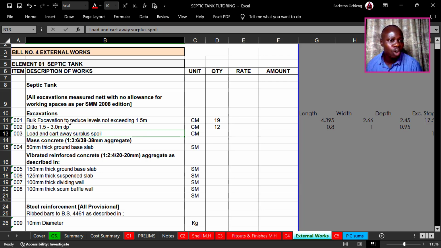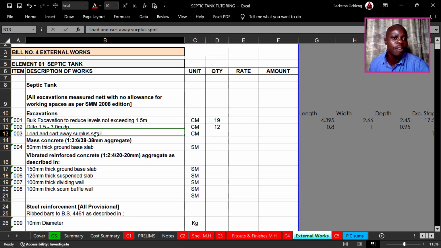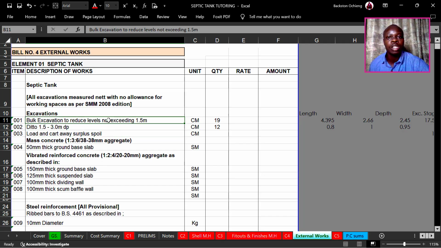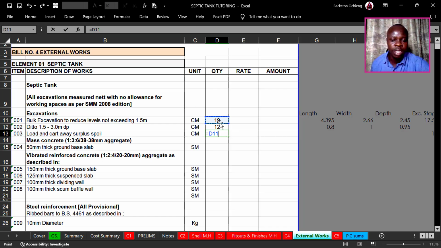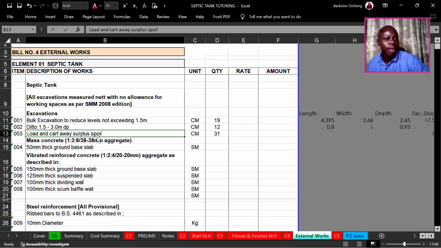Then the next item is load and cut away surplus spoil. So normally, depending on the type of soil which you're dealing with, if it's black cotton, it normally compromises the structural stability of any structure that you build on it. So it's always advisable that you cut it away. So in this case, we are assuming it's going to be a black cotton soil. So we are intending to cut away all the excavated materials from site. So we add the 2.